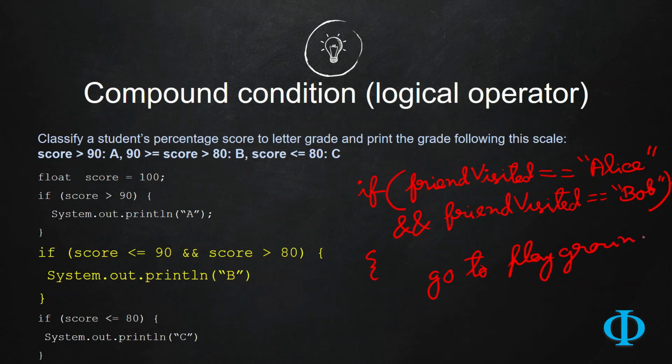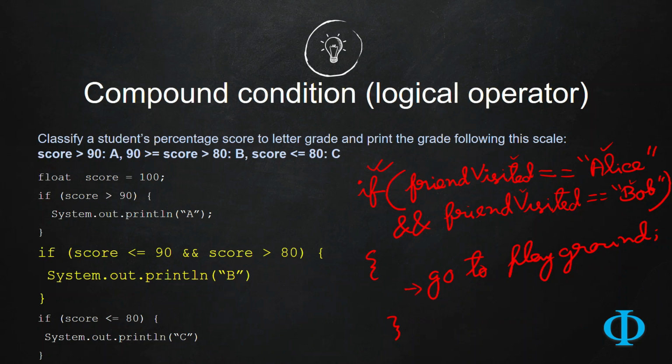So this is exactly a compound condition inside an if statement. Here, if your friend Alice visits your house as well as your friend Bob visits your house, then only you are going to the playground.